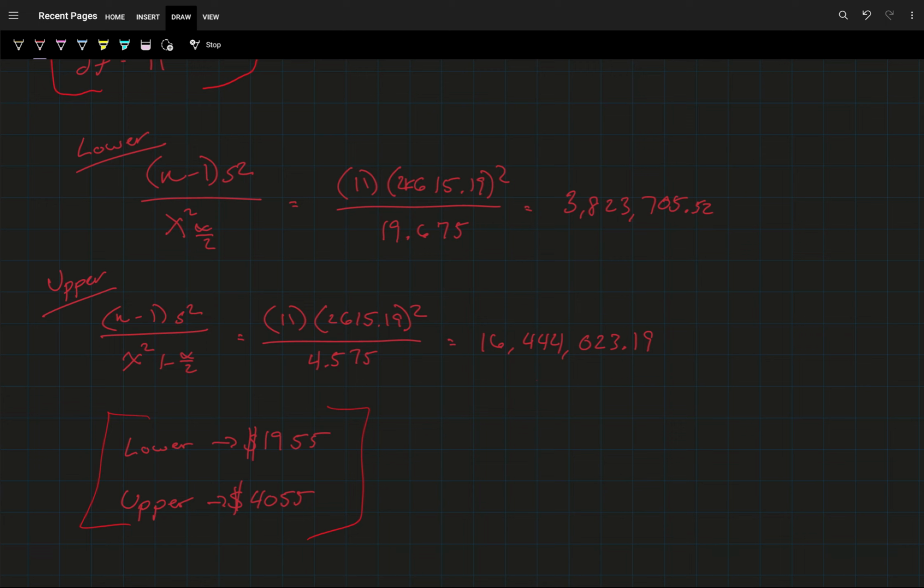So what that tells us is we are 90% confident the standard deviation of the population is between 1,955 and 4,055. So that's what that tells us. And that's how you would calculate a confidence interval for a sample standard deviation. Alrighty.